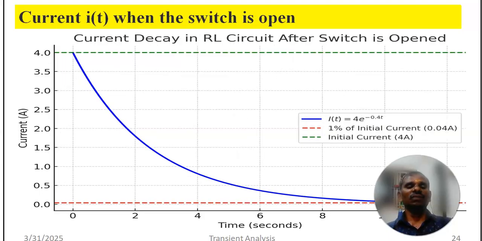Then when the switch is open, it is called a decaying RL circuit. The current starts to decrease. So it is 4 into e power minus 0.4 t. It retains only 1% of its initial current, that is 0.04 amps. So the current is decreasing from 4 amps to 0 amps after 12 seconds.